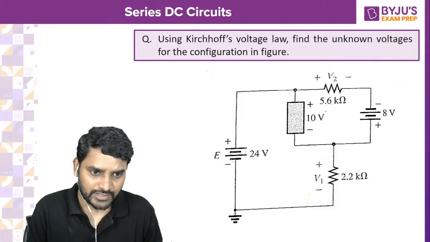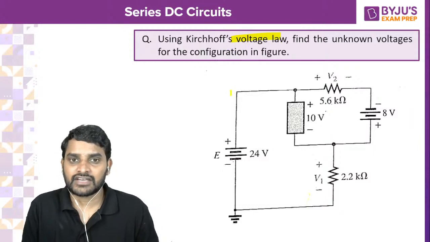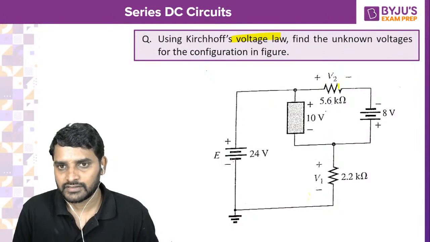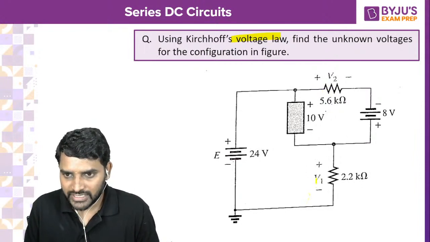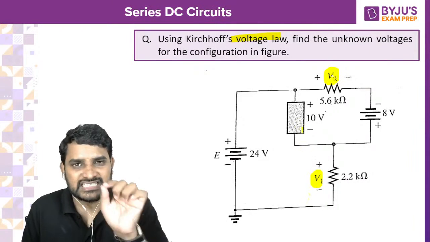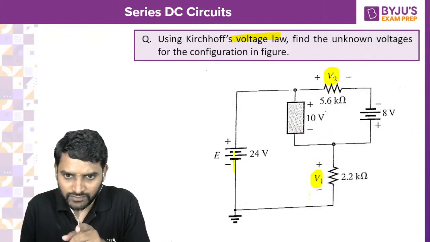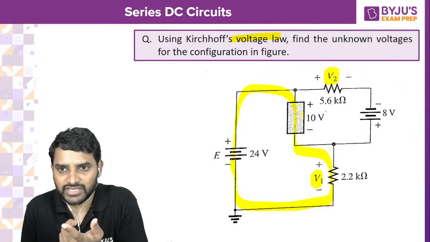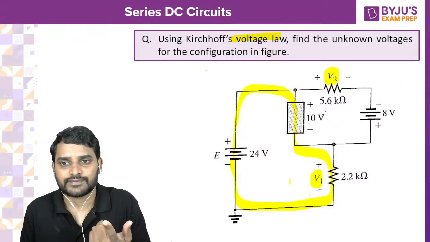Now can you tell me about this one? Everybody please try to solve. Using Kirchhoff's voltage law, find the unknown voltage of the configuration in figure. We are about to finish. Where is unknown voltage? Unknown voltage is here and unknown voltage is here. Select a closed path in which less number of elements are there. If you move like this, 24, 10 and like this, you will get a voltage here already because 10 is there. So plus 24 minus 10 is equal to V1. V1 is possible.